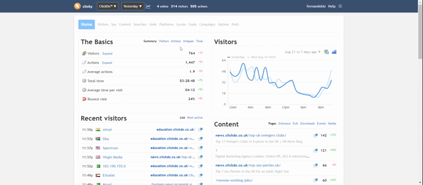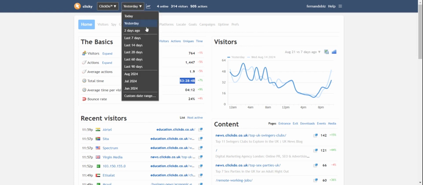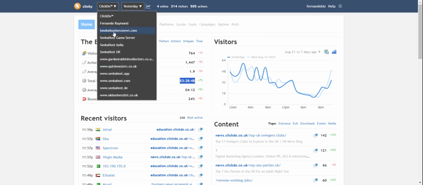And the other thing, you get to see how many actions were taken, and what the total time was. Out of these 764 people, they have spent this much time on the site, which is really good, right? So you can see the traffic for 7 days, last 6 months, 9 months, this year, all those things.